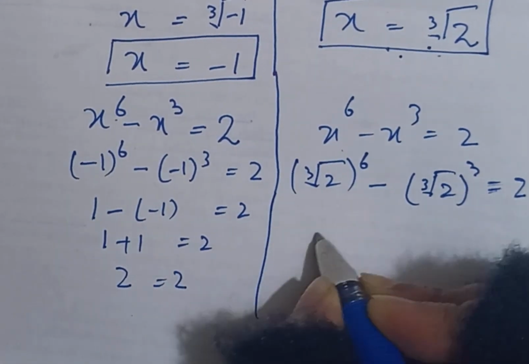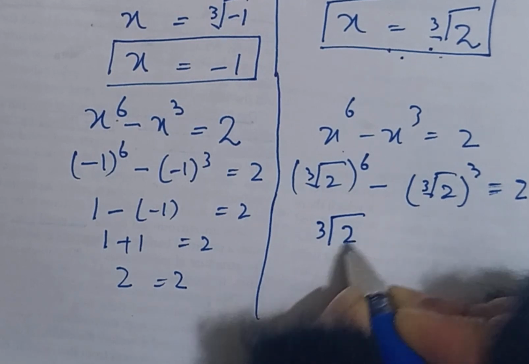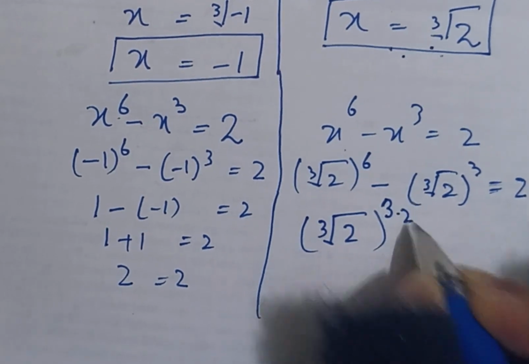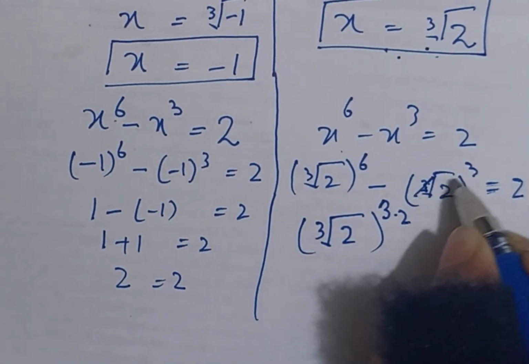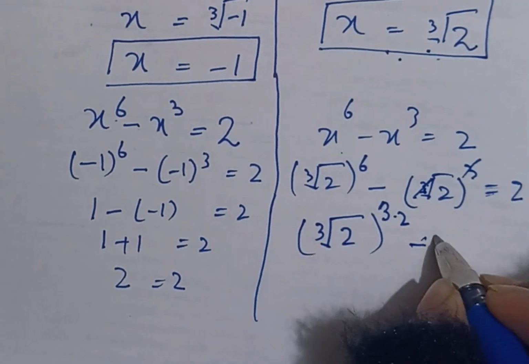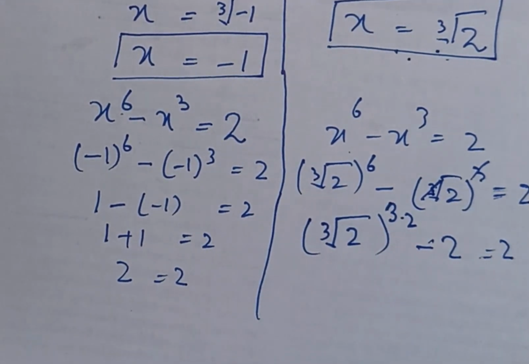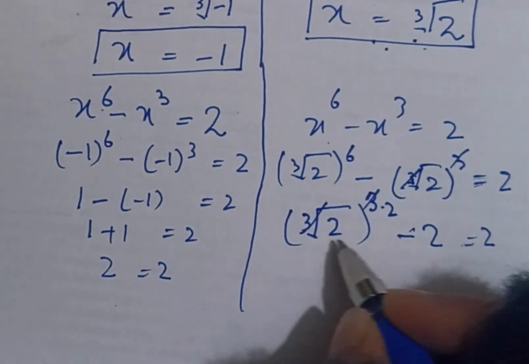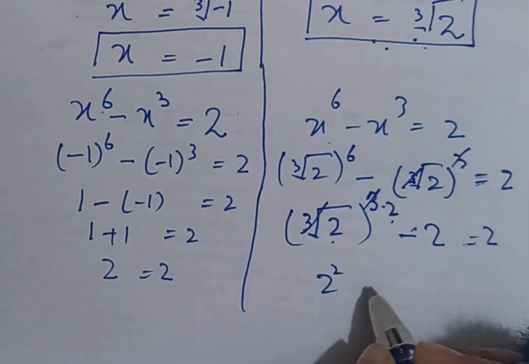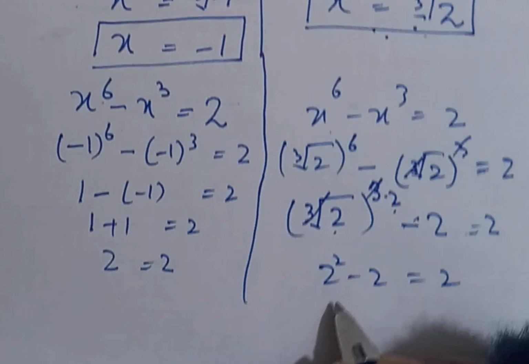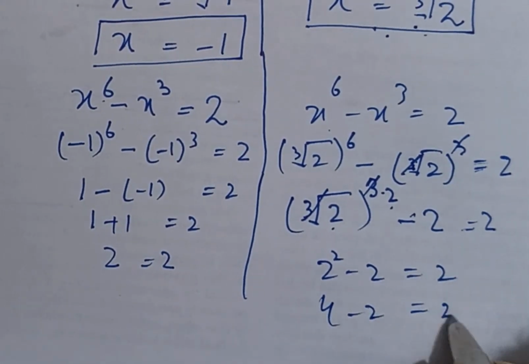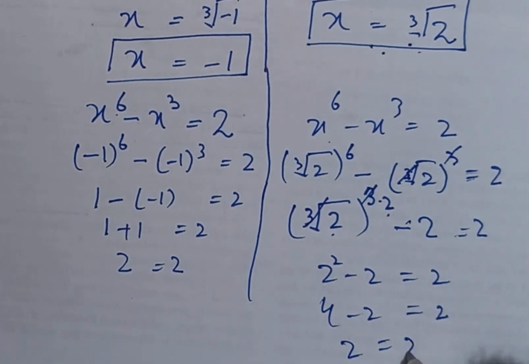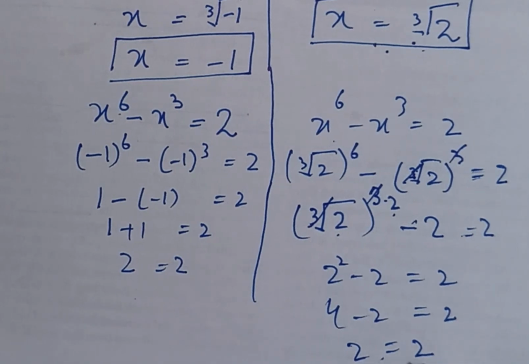So we can write this as the cube root of 2. We split 6 as 3 times 2, and this is the cube root and this is a cube, so we cancel it, we just get 2 squared minus 2. The right hand side is 2. So 2 raised to the power 2 minus 2 is equal to 2. 2 raised to the power 2 is 4, so 4 minus 2 is equal to 2. So in this case, the right hand side is equal to the left hand side.